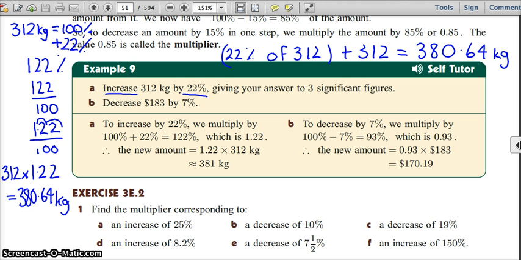Remember at the start of the year, guys, I said there's more than one way of doing mathematical problems. We could do it this way, finding 22% of the 312 and then add it to 312. Or we could do it this way. Think about the multiplier. So this one says decrease 183 by 7%. Decrease by 7%. Is it 100% now? Taish? What is it? I don't know. Yep. Good honesty. Caitlin?